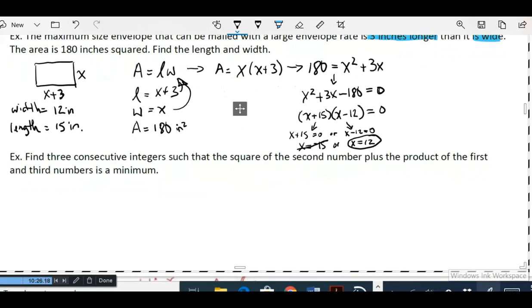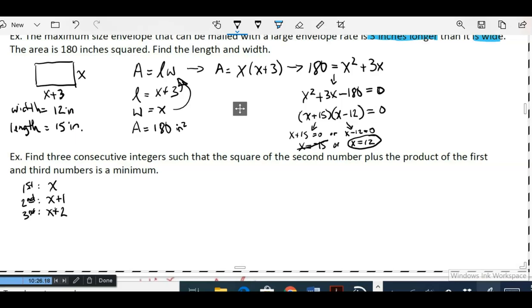All right, let's look at this other example here. Find 3 consecutive integers such that the square of the second number plus the product of the first and third numbers is a minimum. 3 consecutive integers, so we want to set that up. First, I'm going to say first, second, and third. If our first integer is some number x, they're consecutive integers, the next one has to be one more than that, so it's x plus 1. And then the third integer would be x plus 2.